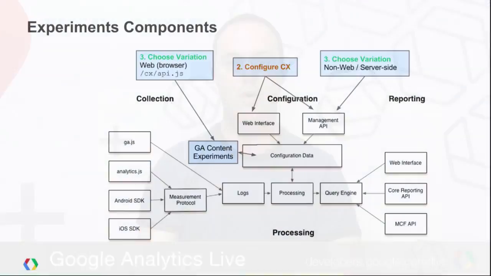And it allows you to use all these tools through JavaScript, and it makes it really easy to interact with the service. If you're doing non-web environments, you can still choose the variation, but it requires you to go through the management API. And the management API allows you access to all the different experiments that you're currently running, and it provides you the information you need to make this decision. So, for example, what variations do I have for an experiment? Which ones are active? And what are the weights for those particular variations?